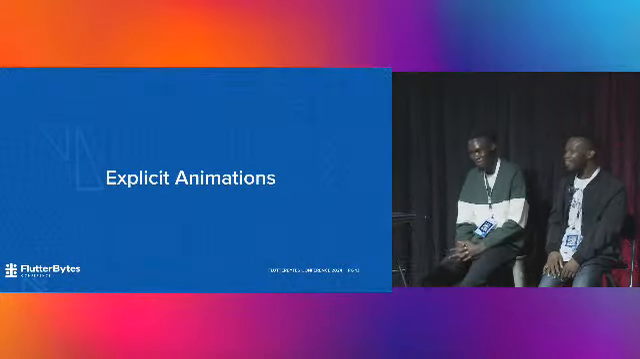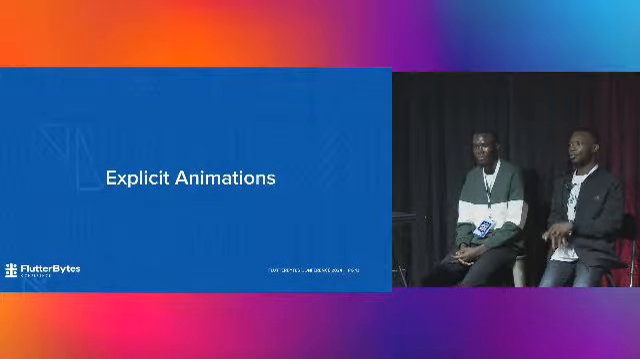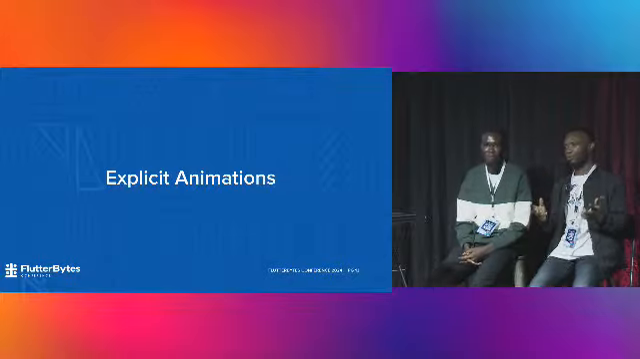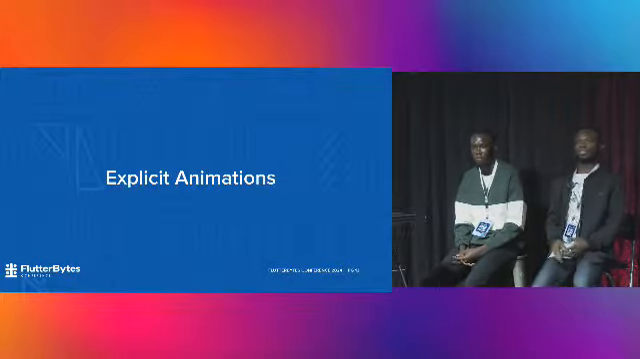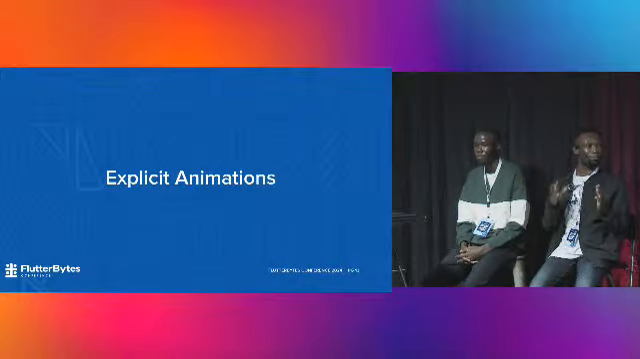Explicit animation. Typically, what if you want to have final control of your animation? For example, say we had the previous example where you were changing the color from red to blue, right? Was it from red to blue?